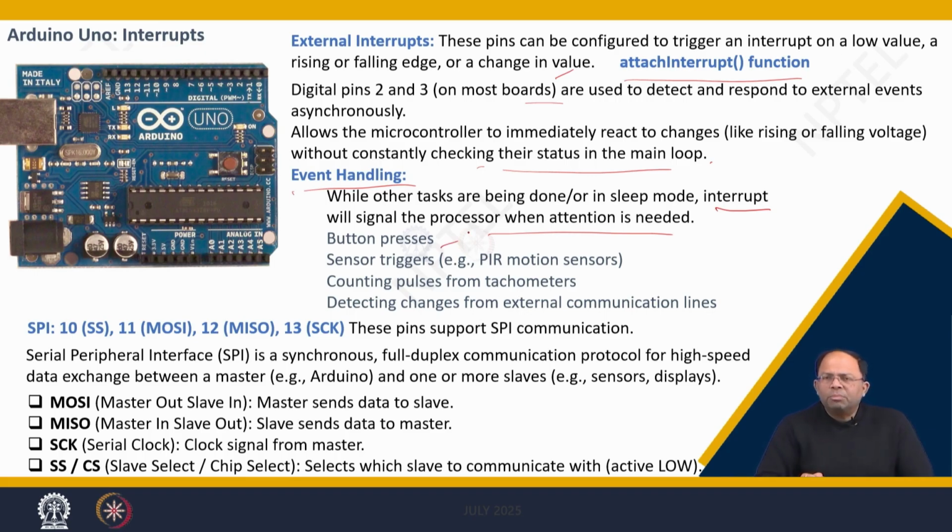It could be a button press, that means somebody presses a button. It could be a sensor trigger like a PIR motion sensor, right? Somebody has entered your house to steal something, so that could be determined. Then counting pulses from a tachometer, like rotation, the speed of something, right? It could be understood from there. If something odd is happening, then it can report. Then detecting changes from external communication lines. Many things could be done; we can use an interrupt to detect some change in the signal automatically, right? Without writing code to check it again and again, right?